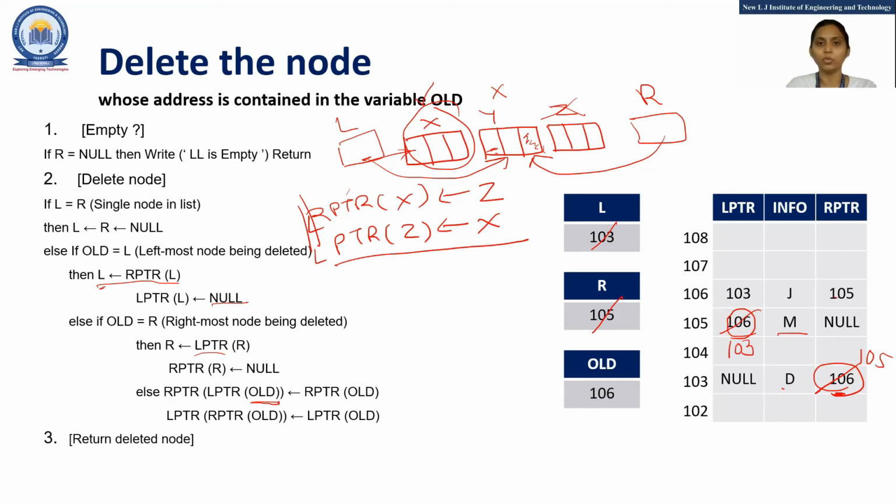Fine. Now whatever node is there, we want to free that node and we return L. L is the pointer which points to the first location of the list.